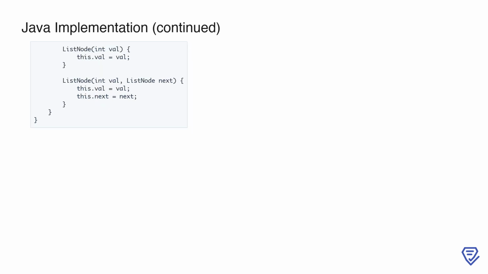Finally, we define the list node class, which represents the structure of a singly linked list node. Each node contains an integer value, val, and a reference to the next node, next. The class provides 3 constructors: a default constructor, one that initializes val alone, and another that sets both val and next. This definition ensures that our solution can interact seamlessly with the input list provided in the problem.